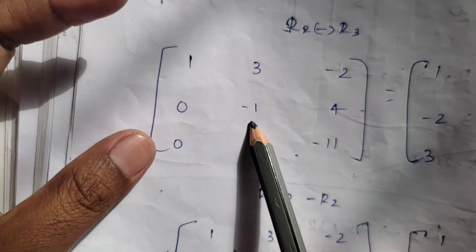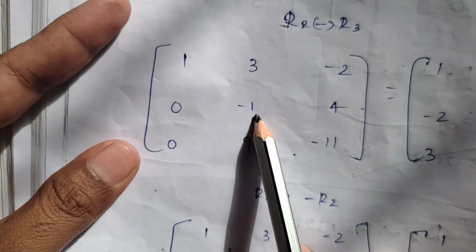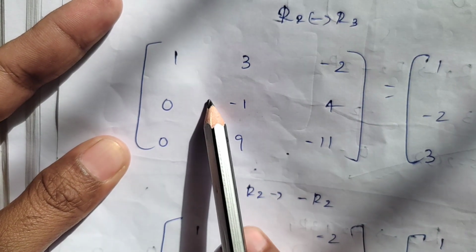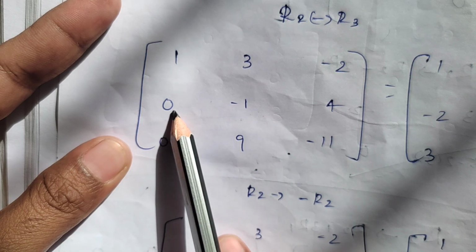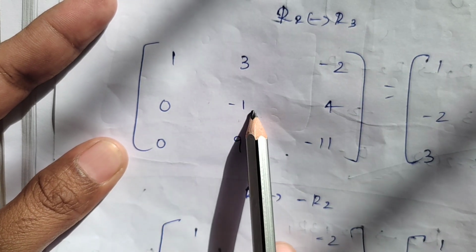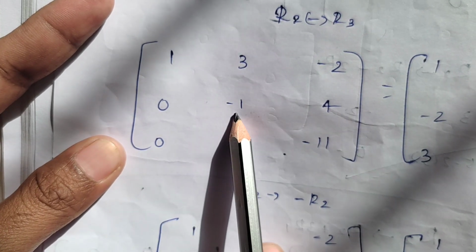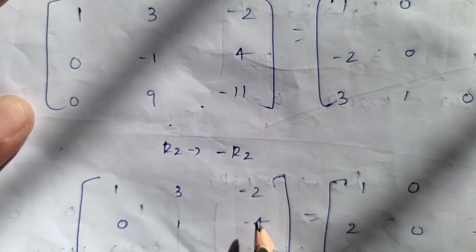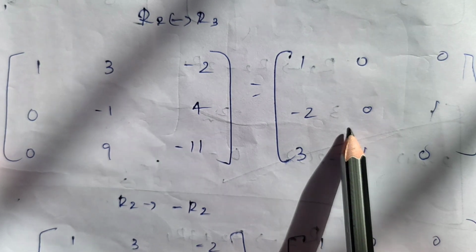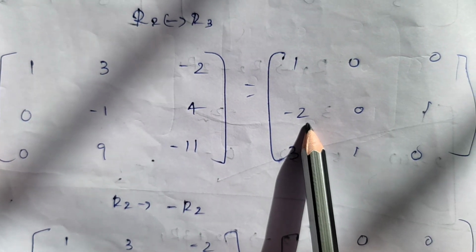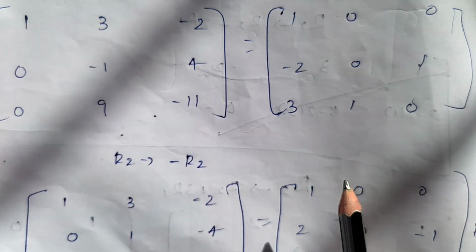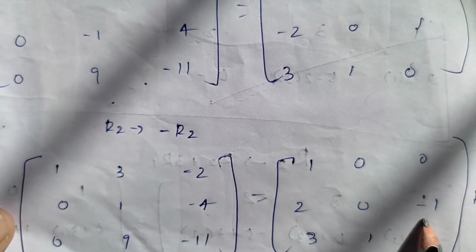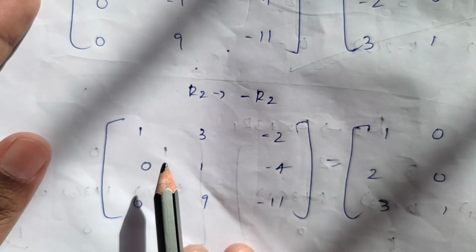Now to make this 1, I'll just multiply this by minus 1. So R2 tends to minus R2. Only R2 changes, just multiply by minus. So this will become 1 and this will become minus 4. That is what we have written. And on the RHS side, the same thing, multiply by minus. So minus into minus plus, so plus 2, 0. And here 1 will become minus 1. So this is our matrix now.